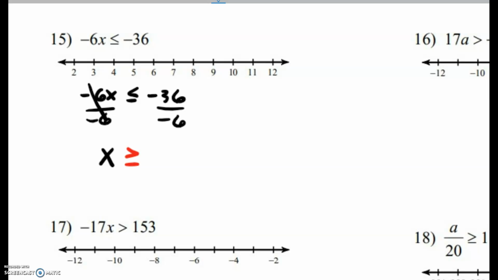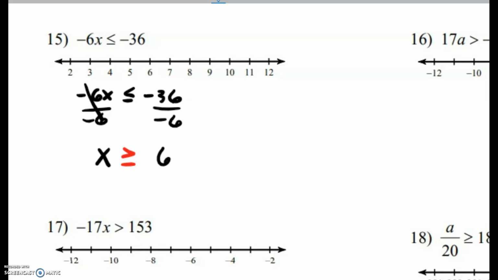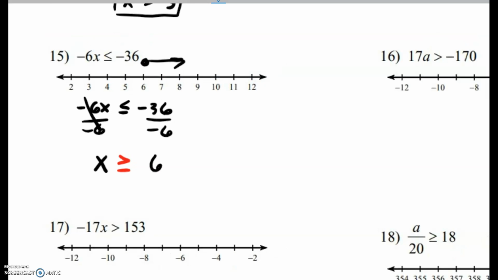Okay, so that's just one thing to remember. Whenever you divide or multiply by a negative number, you have to flip the inequality. Okay, so x is greater than or equal to negative 36 divided by negative 6 is a positive 6. So the solution to this is x is greater than or equal to positive 6. I'm going to go up to 6. I'm going to put a filled-in circle and show all numbers greater than 6 is a part of the solution to this inequality.